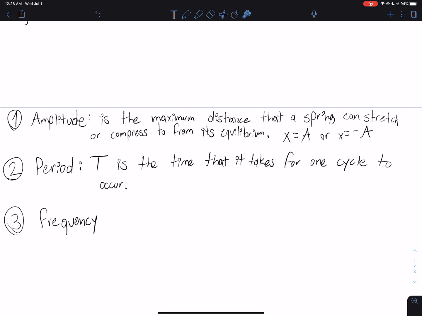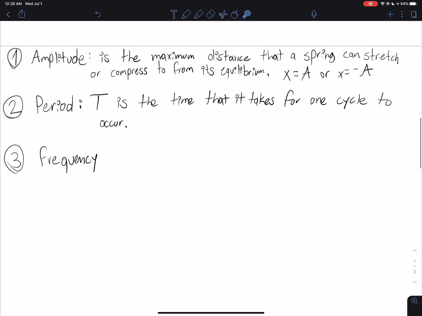Now, frequency. Frequency has a variable f, and it is how many cycles you do per second.